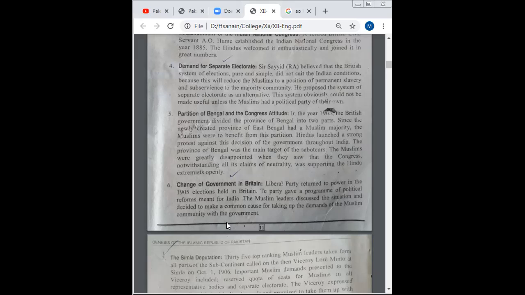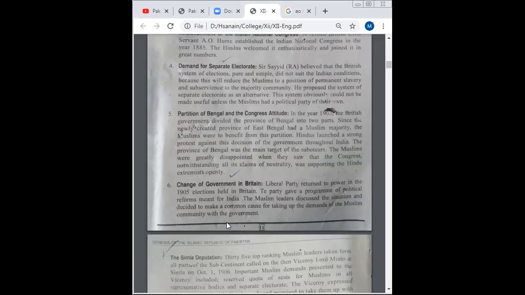It was the largest province of the subcontinent which was ruled by the Muslims, and Nawab Sirajuddaula was one of the major military powers in that region.